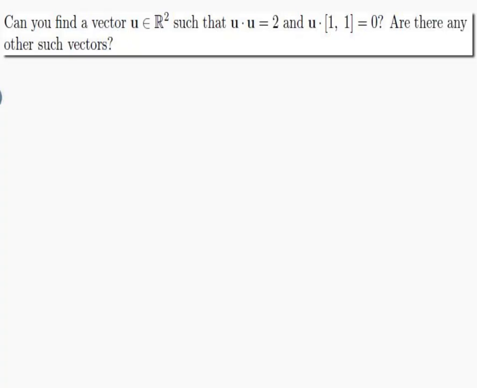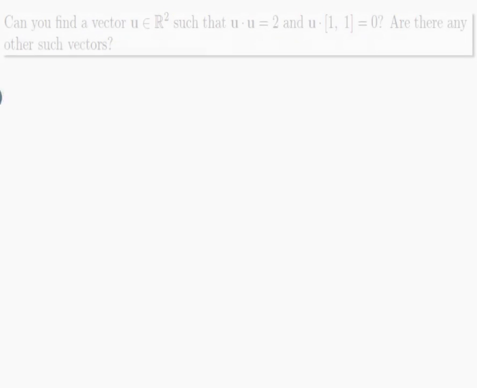The question is, can you find a vector u in R2 such that u dot u is equal to 2 and u dot (1, 1) is equal to 0? Are there any other such vectors? Well, I think it might be easier if I knew the components of the vector. So let u be equal to (x, y).